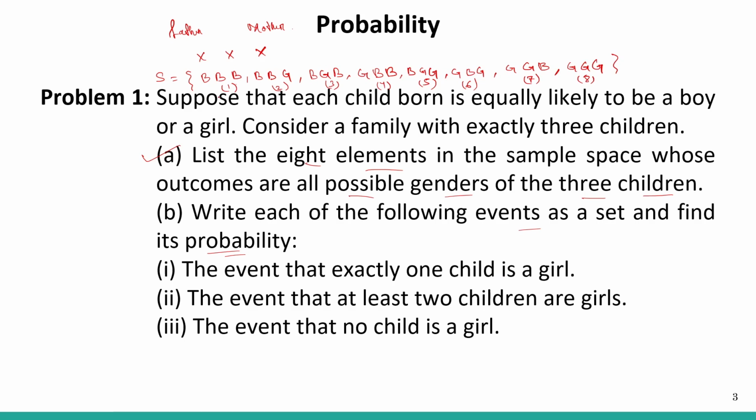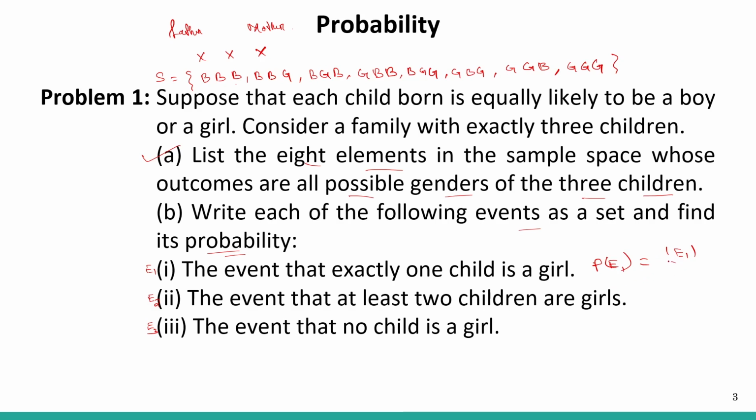Let me remove these indexes from the sample space elements. So, the event that exactly one child is a girl. Let this event be E1, this be E2, and let this be E3. So the probability of E1 is nothing but the cardinality of E1 divided by the cardinality of the sample space. So how many elements does the set E1 have?